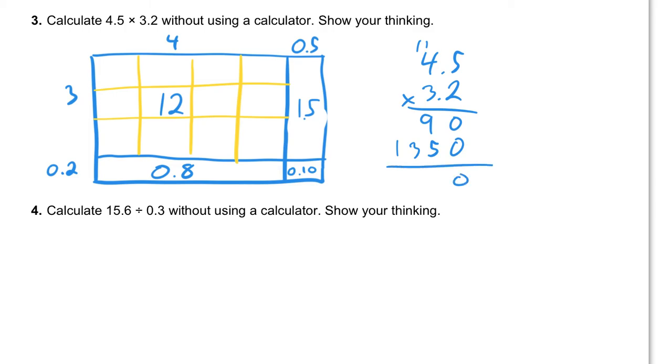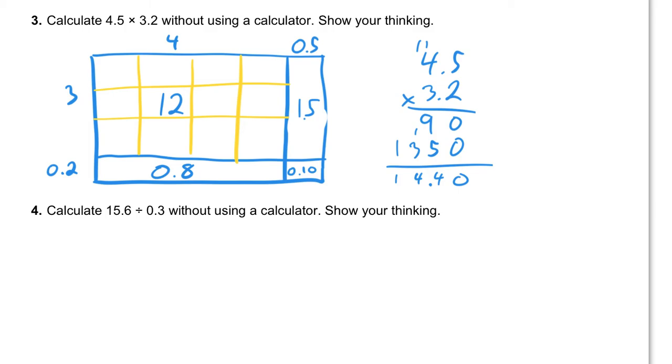Next, we add them all. 9 plus 5 is 14. There's 4 here. And then what we do is we see how many decimals were there. There's 1 decimal place and 2 decimal places. So we add the decimal place in right there. The answer should be 14.4.